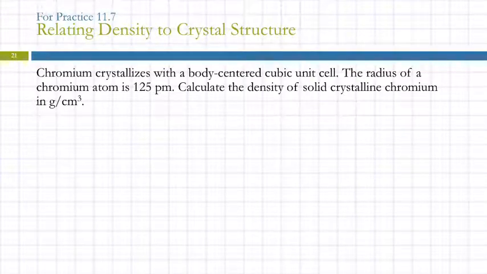So let's do a calculation on this one. Chromium crystallizes with a body-centered cubic unit cell. The radius of a chromium atom is 125 picometers. Calculate the density of solid crystalline chromium in grams per cubic centimeter.